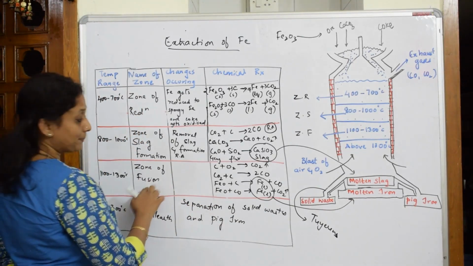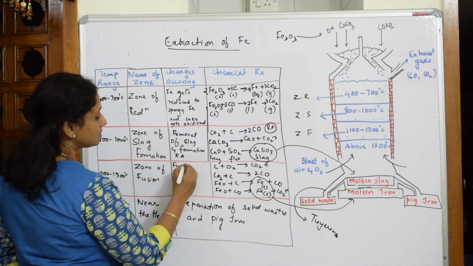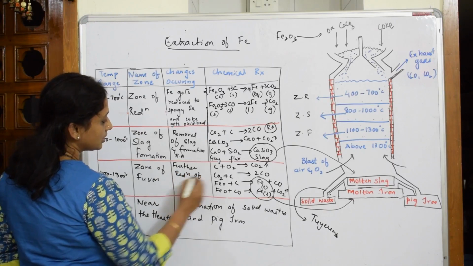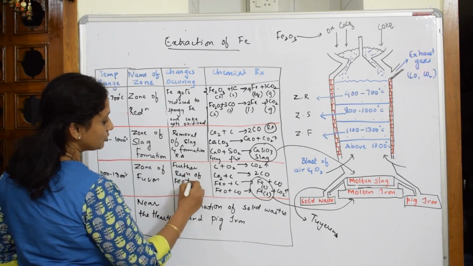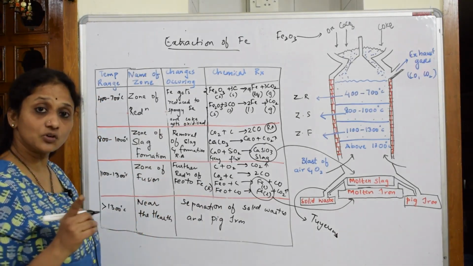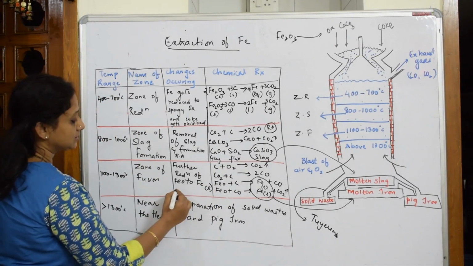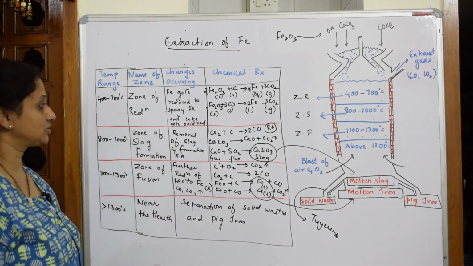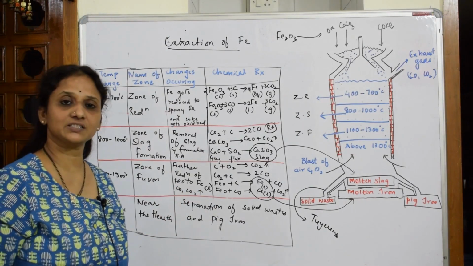So now here what happened, you have to write this also, isn't it? Fusion. So what happened, it is further reduction of FeO to Fe liquid and release of gases. So carbon monoxide and carbon dioxide, they got extracted out. So this is your whole extraction.